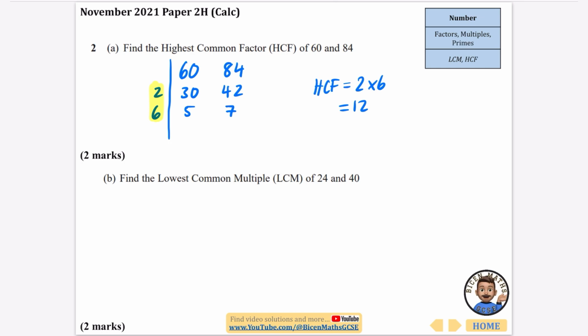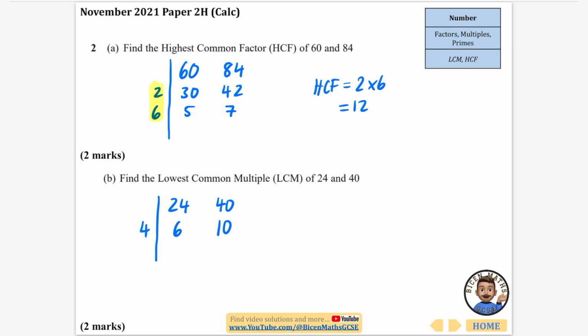Now we'll do the lowest common multiple of 24 and 40. So I'm going to write my 24 and 40. I'm going to do my table method. I can spot that these are definitely in the 4 times table. 24 divided by 4 is 6, and 40 divided by 4 is 10. Actually, I probably could have done a higher number, but I'm going to just demonstrate this. You can pick any number they both go into.